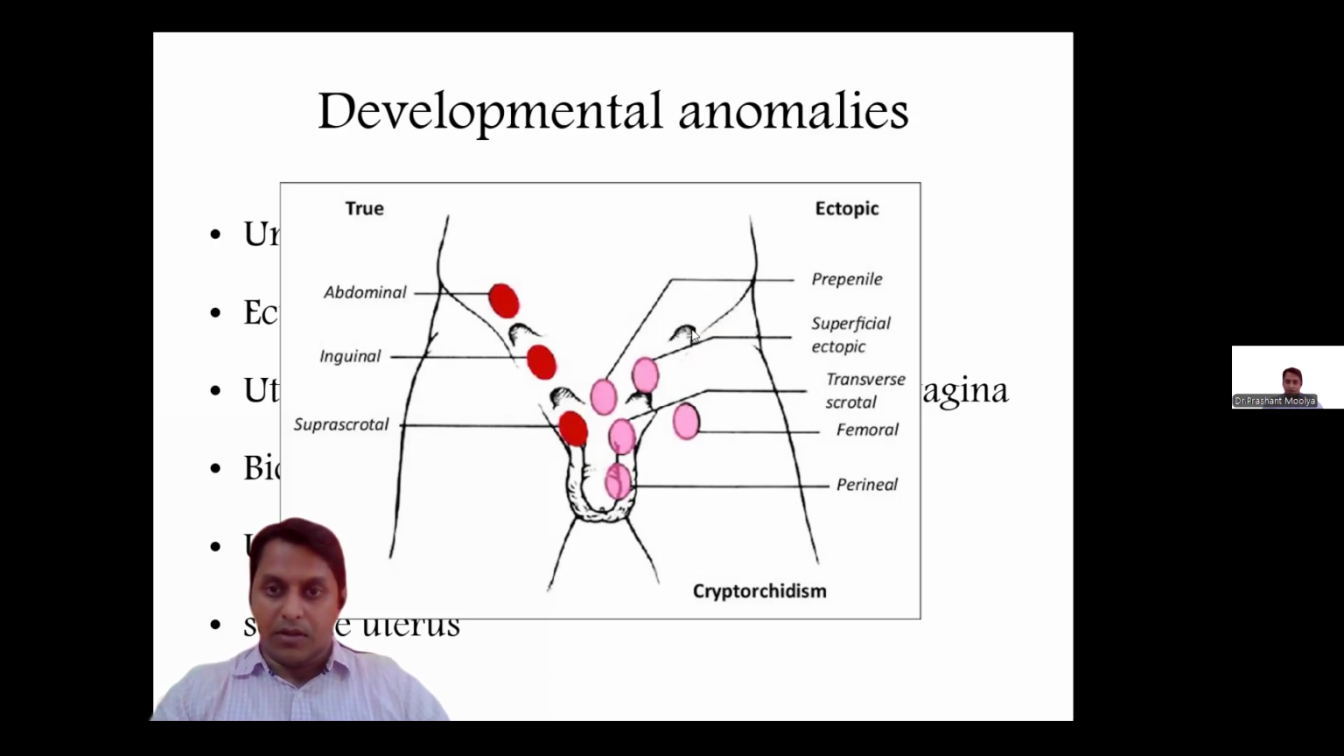You can see this being the inguinal canal, deep inguinal ring, superficial inguinal ring, and somewhere away. So it could be in a superficial inguinal pouch or in the femoral canal, in the prepenile region. It could be away from the track of the normal routine descent. That's the ectopic testis.